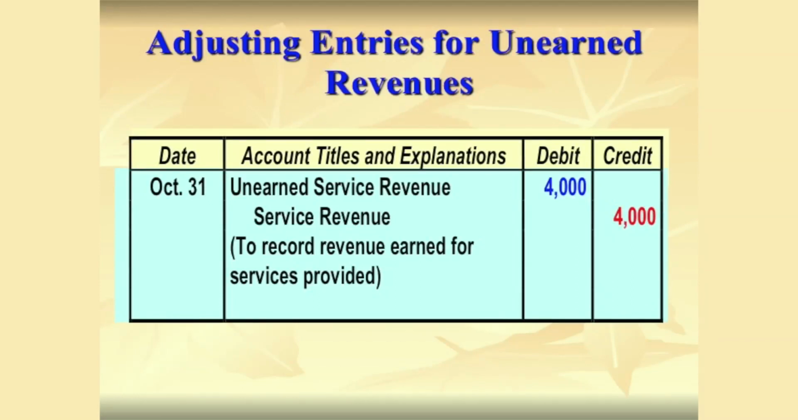Unearned service revenue debit Taka 4,000 and service revenue credit Taka 4,000. Here, due to providing of services, the liability, that is unearned service revenue, is decreased and debited, and the revenue, that is service revenue, is increased and credited.